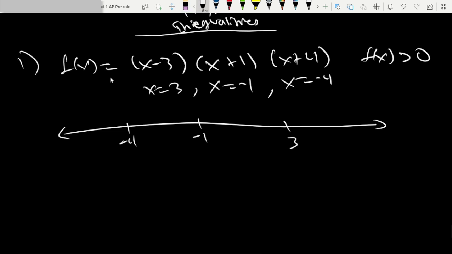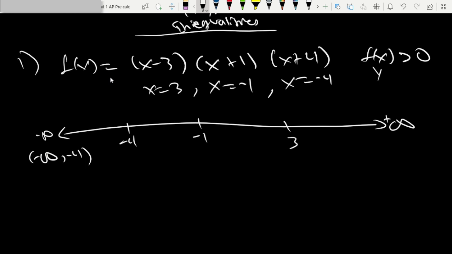Let's say this is -infinity, which we already know, and this is positive infinity. So from -infinity to -4, we're going to write this interval down. We need to find if the y values are positive, because remember, f of x gives the y values. So from -infinity to -4, is it positive or negative?